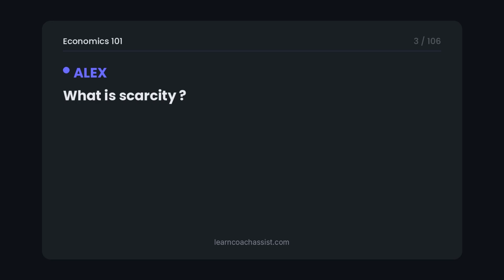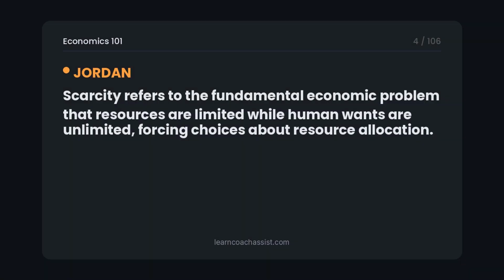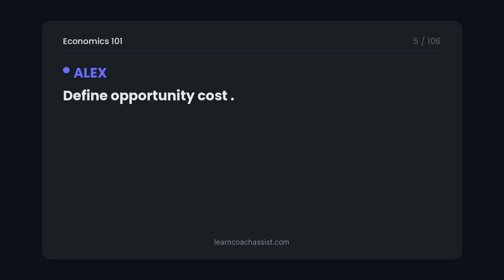What is scarcity? Scarcity refers to the fundamental economic problem that resources are limited while human wants are unlimited, forcing choices about resource allocation.